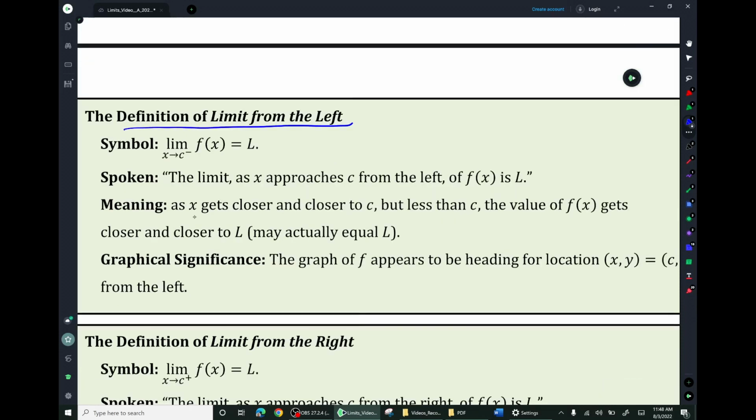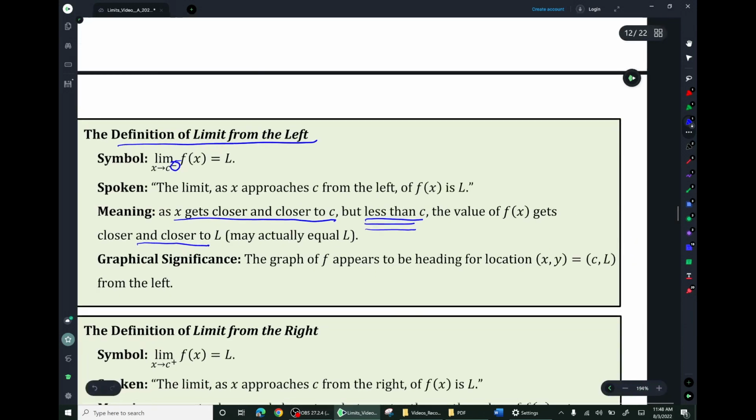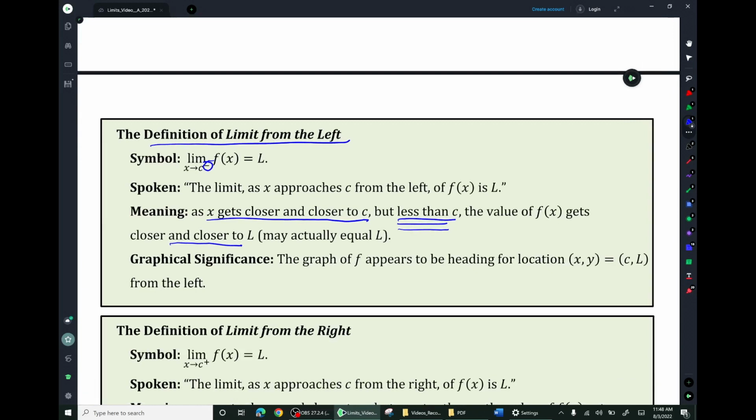Well, it means the following. As x gets closer and closer to C, but less than C, the value of f of x gets closer and closer to L. So again, that minus sign shows up in the meaning with this extra phrase, but less than C. What's the graphical significance? Well, the graphical significance is the following. The graph of f appears to be heading for this location, C, L, from the left.